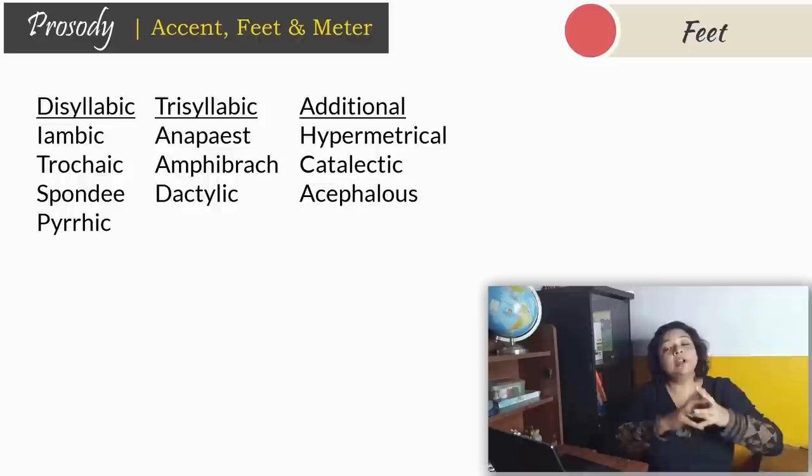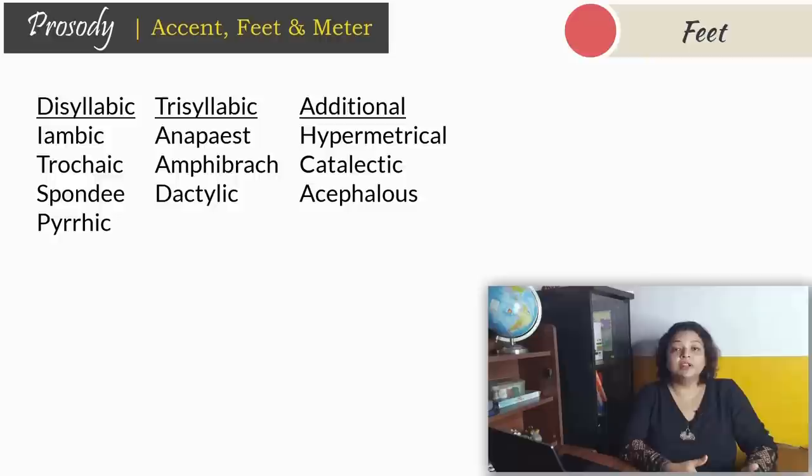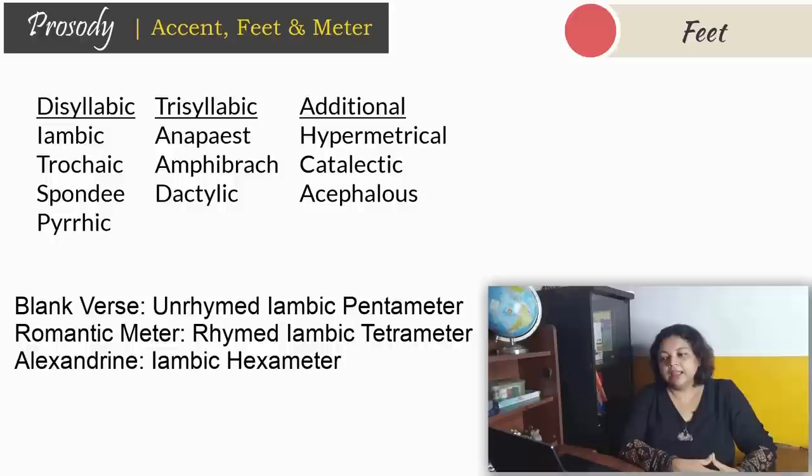Now, before I wrap up today's class, let me give you a little bit of information about different kinds of special meters that are used by poets. One I have already told you, blank verse. It's unrhymed iambic pentameter. Instead of pentameter, if you are using tetrameter, that is 4 feet in a line, it's iambic and it is rhymed. That is called a romantic meter. Okay. Another very important or interesting structure is iambic hexameter, and that is called an alexandrine.